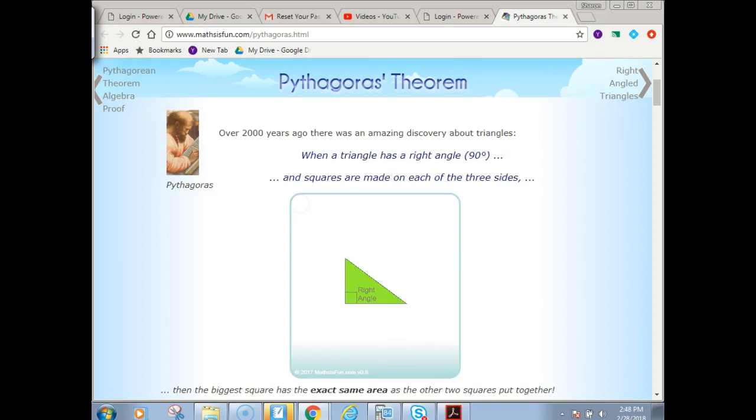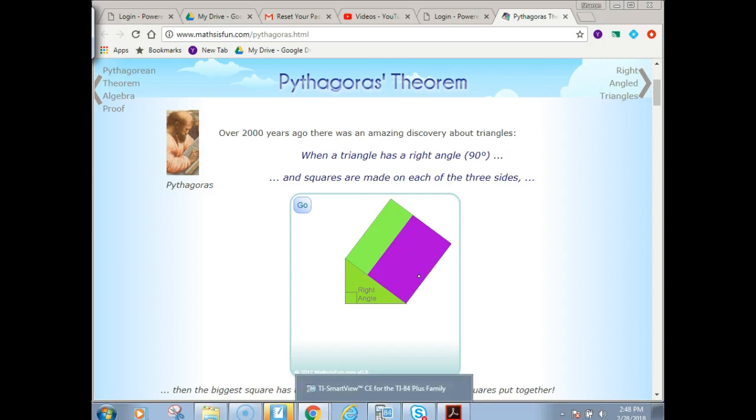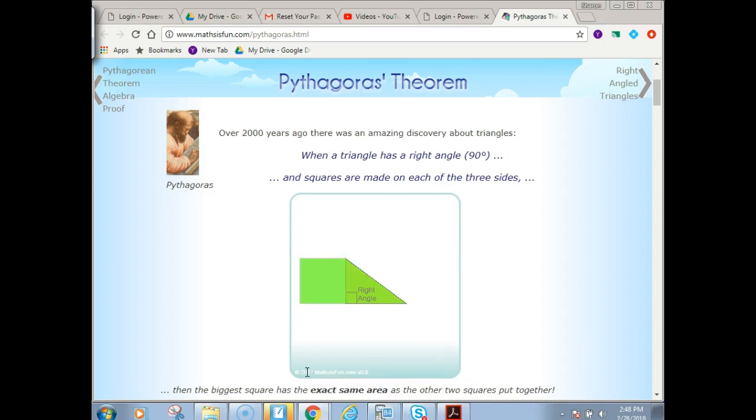He found out that taking those squares, the area of that and the area of that fit inside and were exactly the same size as the area of that biggest one. And he discovered that that's true for all triangles with a right angle: the leg squared plus the leg squared equals the hypotenuse squared.